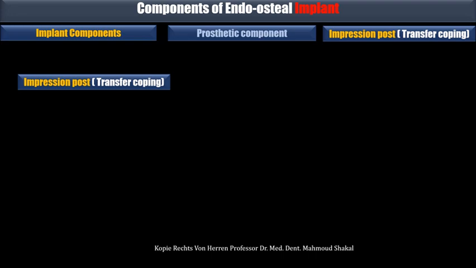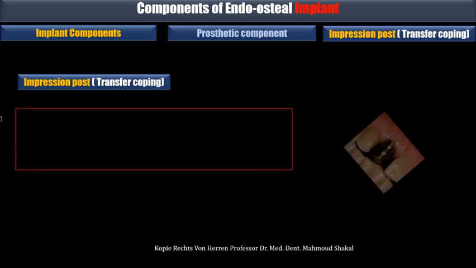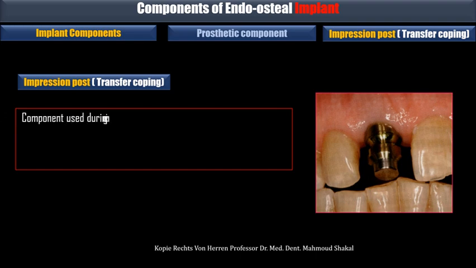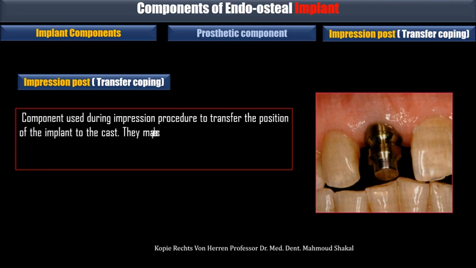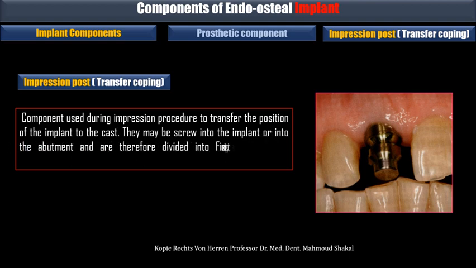For that particular purpose, we need to use the impression post or the transfer coping. Like as you see in this graph here, this is the transfer cope. Of course, it's not made of titanium, but it has the same dimension and the same screw channel with the same size because it will represent later on the same as the titanium abutment.